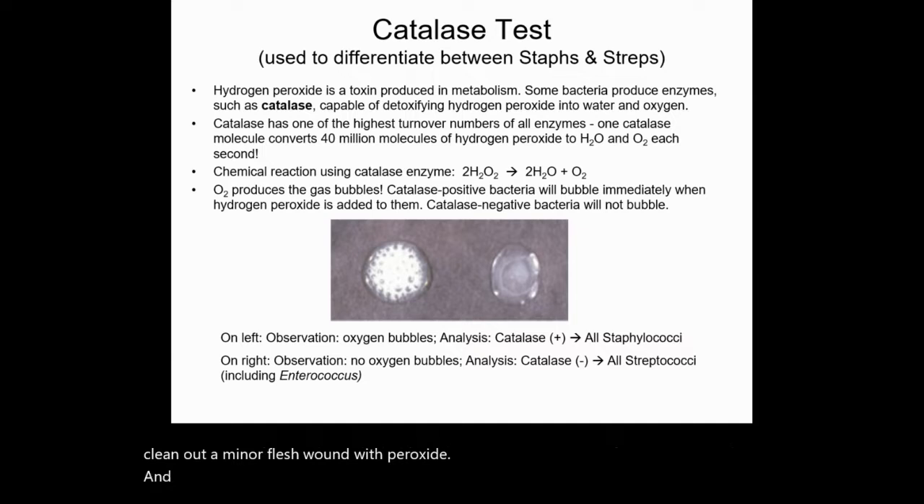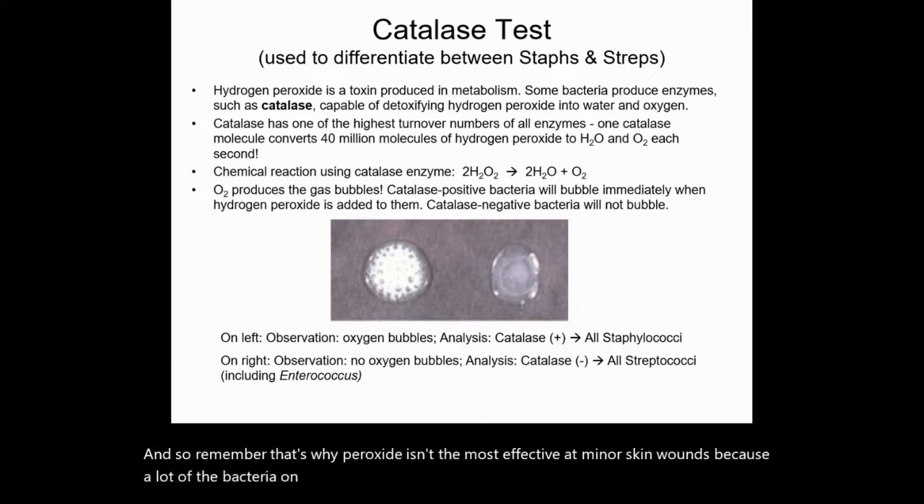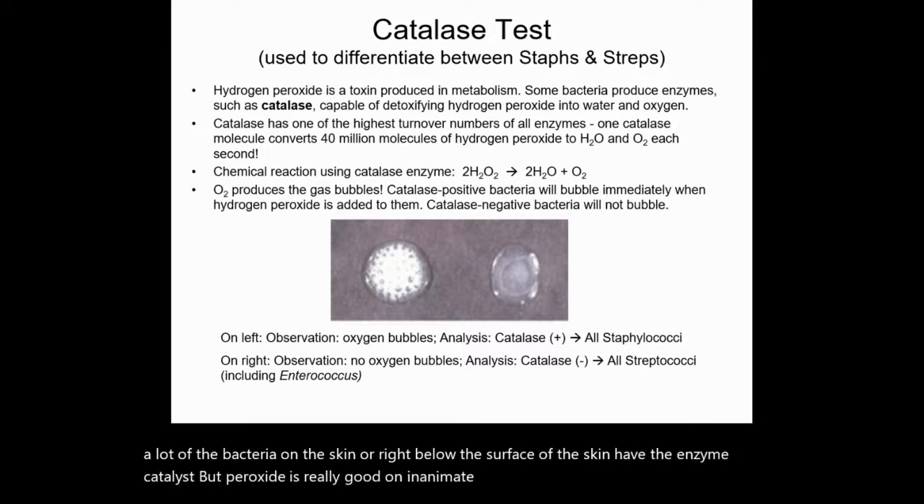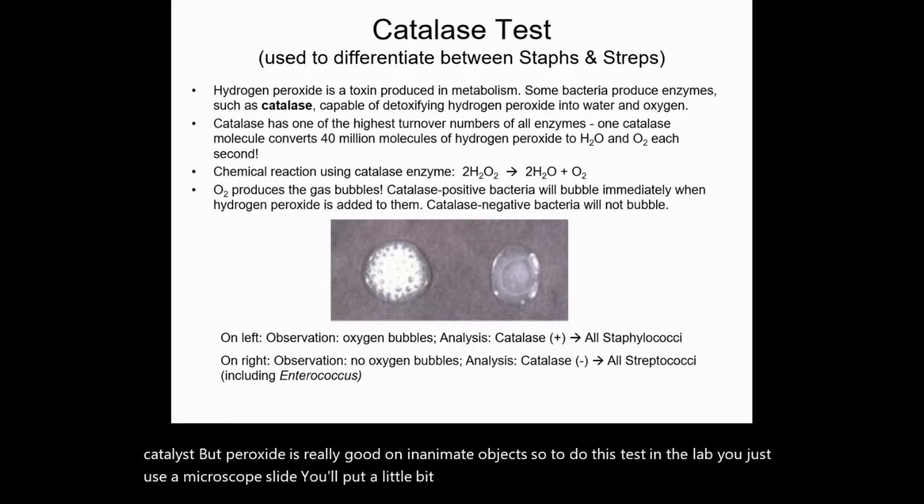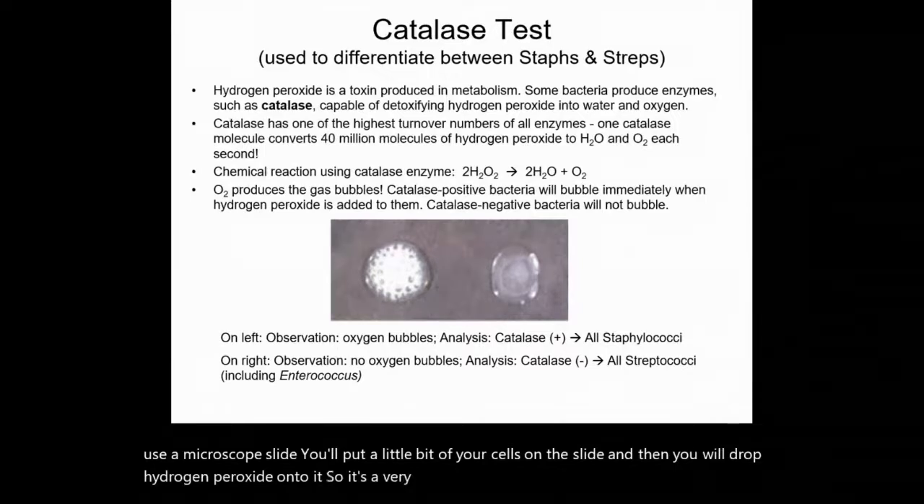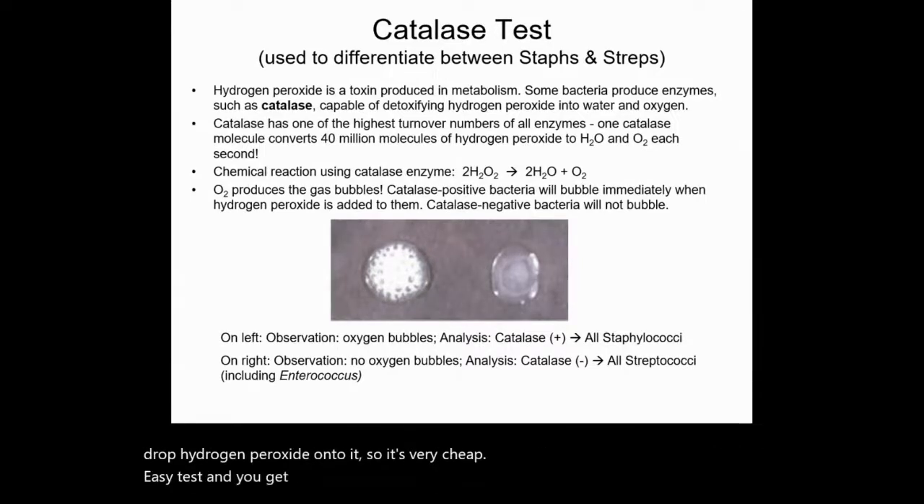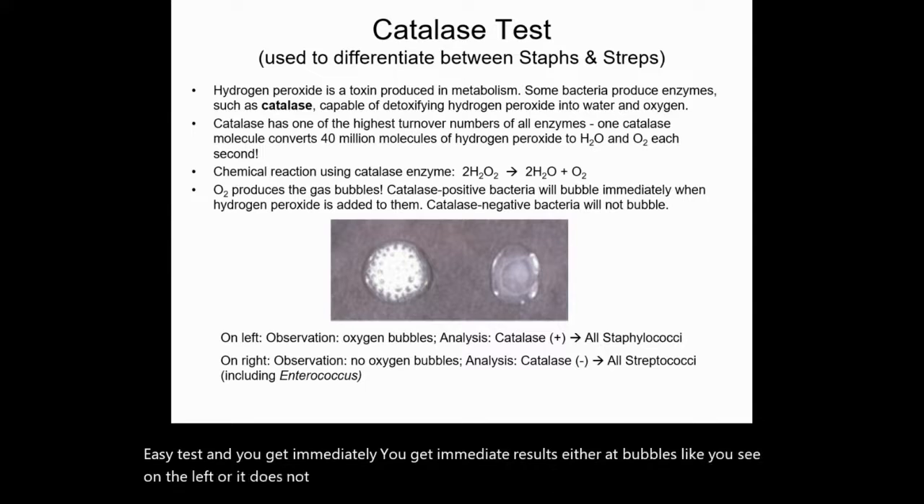And so remember, that's why peroxide isn't the most effective at minor skin wounds, because a lot of the bacteria on the skin or right below the surface of the skin have the enzyme catalase. But peroxide is really good on inanimate objects. So to do this test in the lab, you just use a microscope slide. You'll put a little bit of your cells on the slide, and then you will drop hydrogen peroxide onto it. So it's a very cheap, easy test, and you get immediate results. Either it bubbles, like you see on the left, or it does not bubble, which you see on the right.